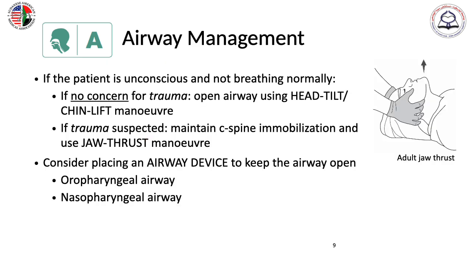If you identify a problem with the airway, and the patient is unconscious and not breathing, the first thing to do is to open the airway manually. If there is no suspicion of trauma or no obvious trauma, you can do what we call the head tilt chin lift maneuver. And I have a link for a video demonstrating this in the comments. But when you suspect trauma, you have to protect and immobilize the spine, and then you do the jaw thrust maneuver.